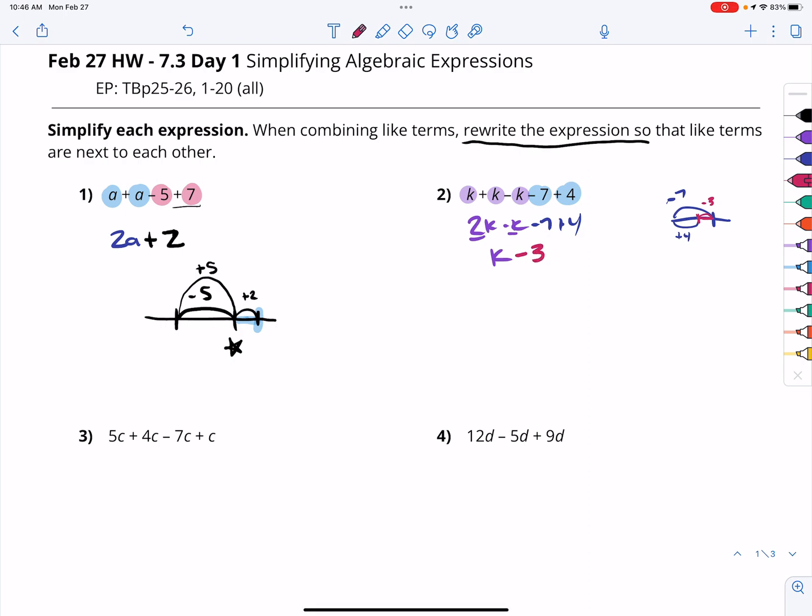And if you think of it like you spend $7, but then you earn $4, you still are kind of at a place where you've like lost or spent $3. And so back from like chapter 1, we know losing $3 would be like subtracting 3. So k minus 3.